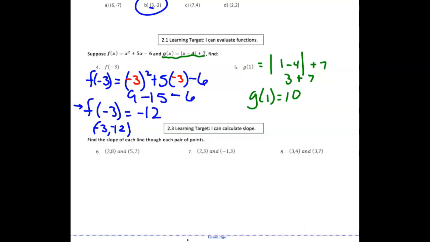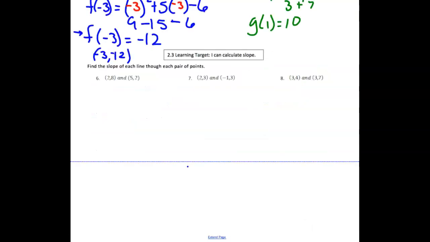All right. Our next learning objective, we're switching to looking at linear equations and finding their slopes. So, given 2 points, what's the formula we have for slope?